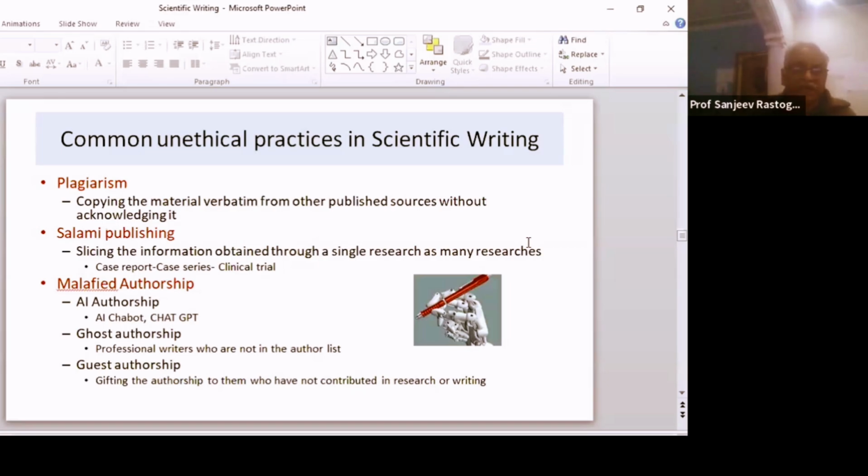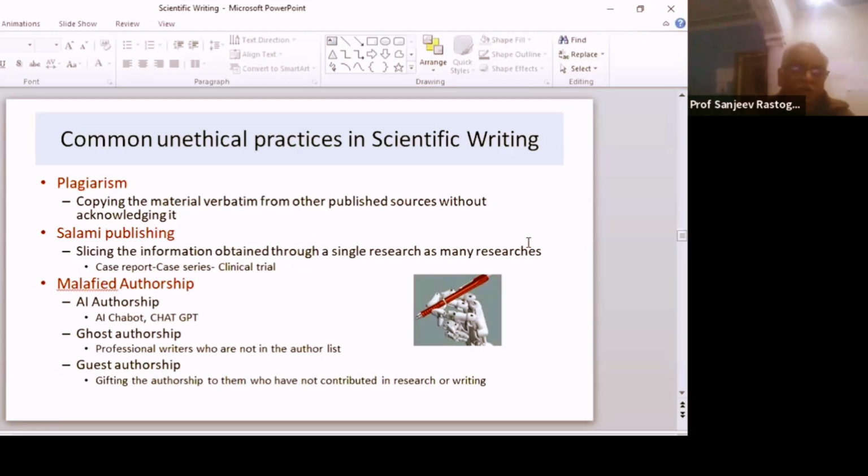So this is nothing but plagiarism. These days, a lot of software is available which is able to identify from which source this particular part, this particular paragraph, or this particular text has been taken. So you might not be noticing that people are watching it.